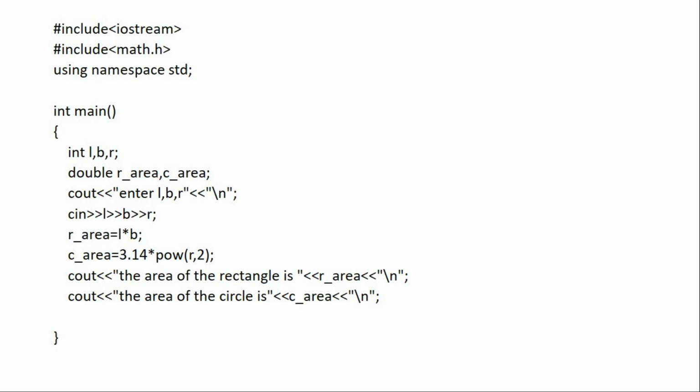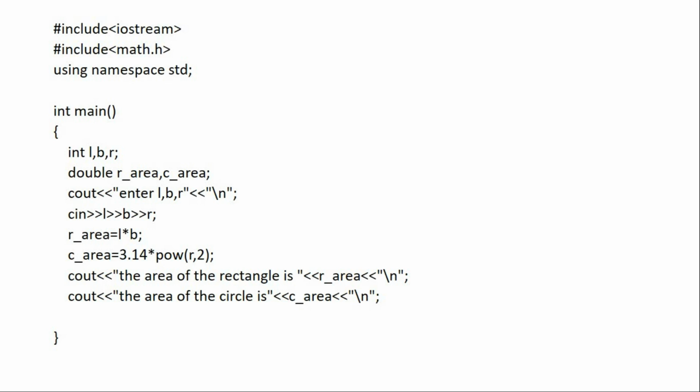And in the next line we're calculating the circle's area, that is pi r square. So we're using 3.14 * pow(r, 2). Here r is whatever the radius is, and 2 is whatever it's raised to. So r raised to 2 is what that power function will return, and that will be multiplied by 3.14 to give us the circle area.